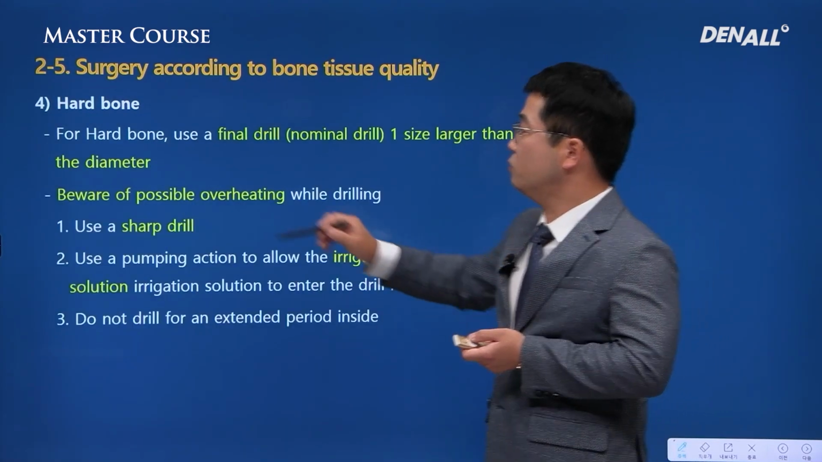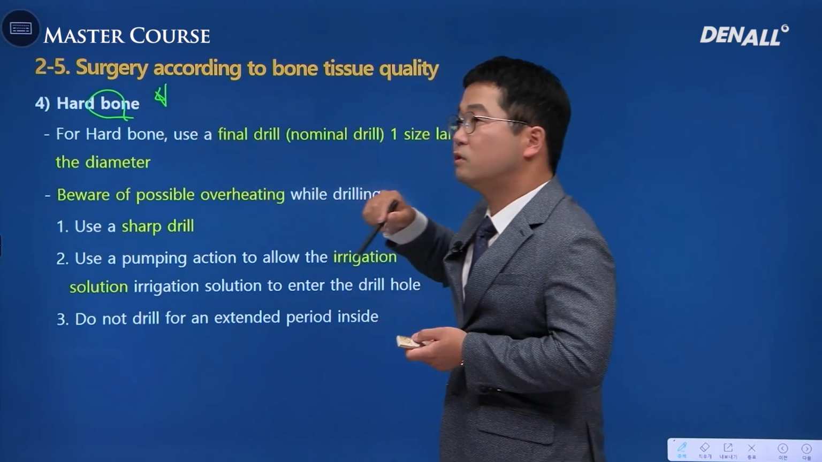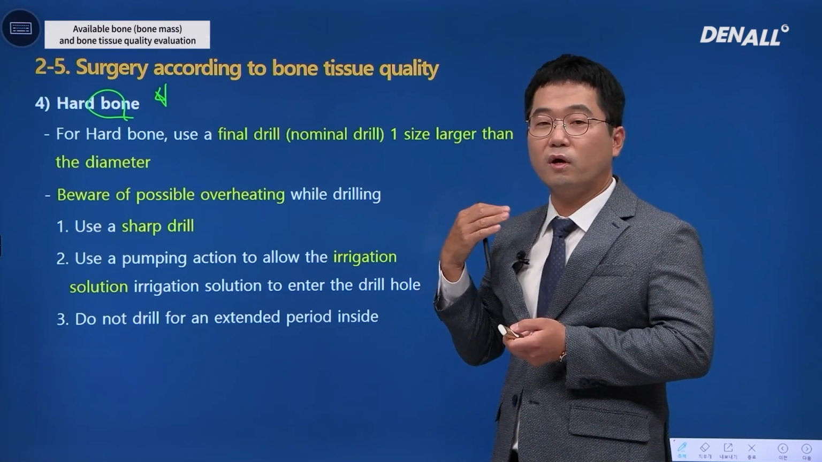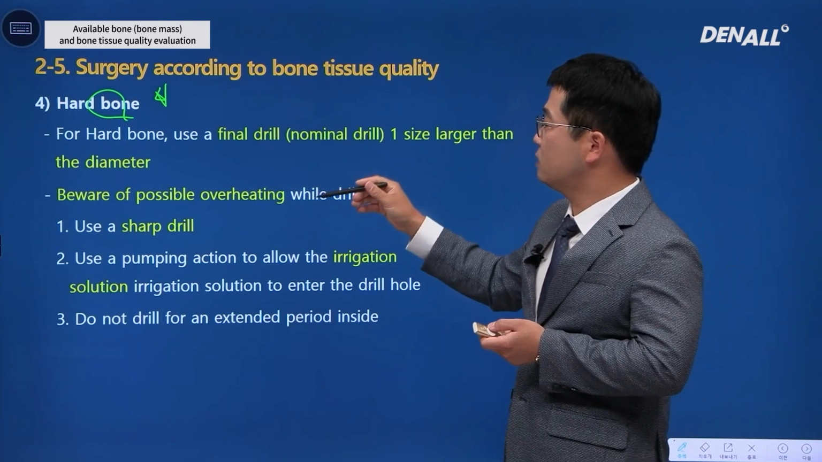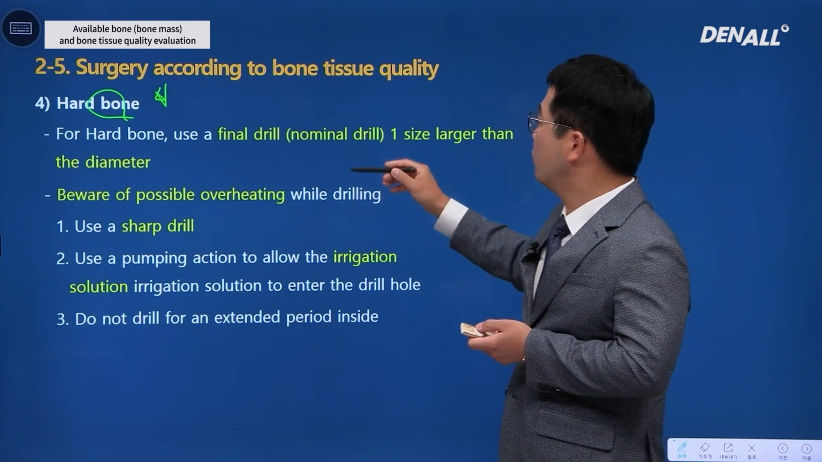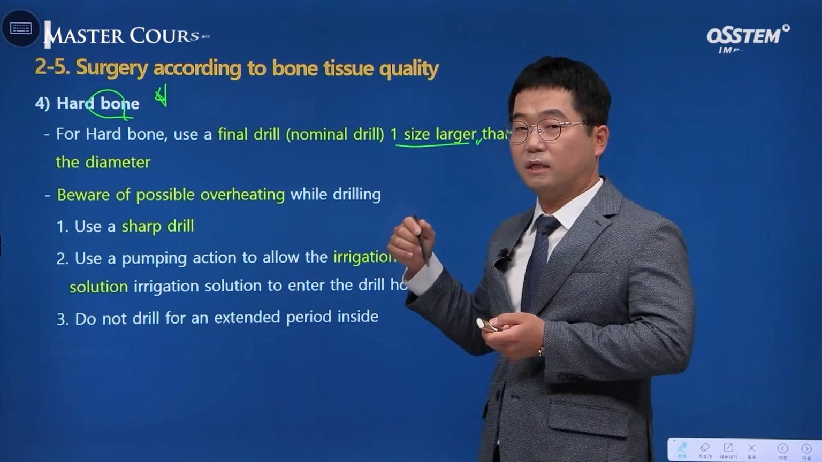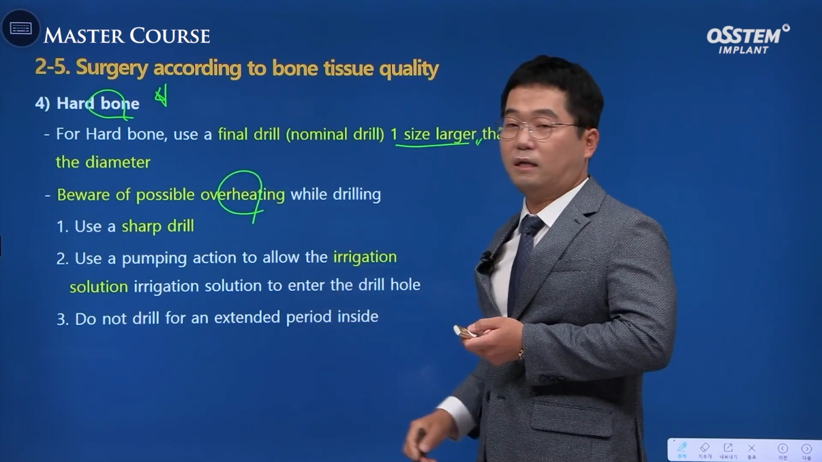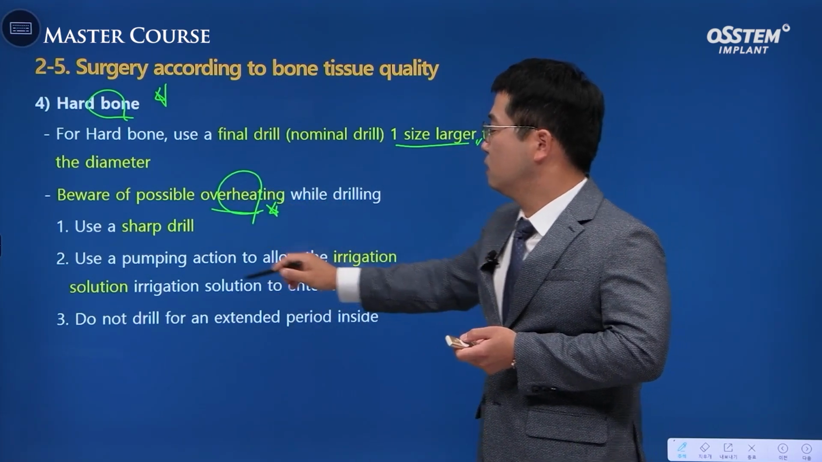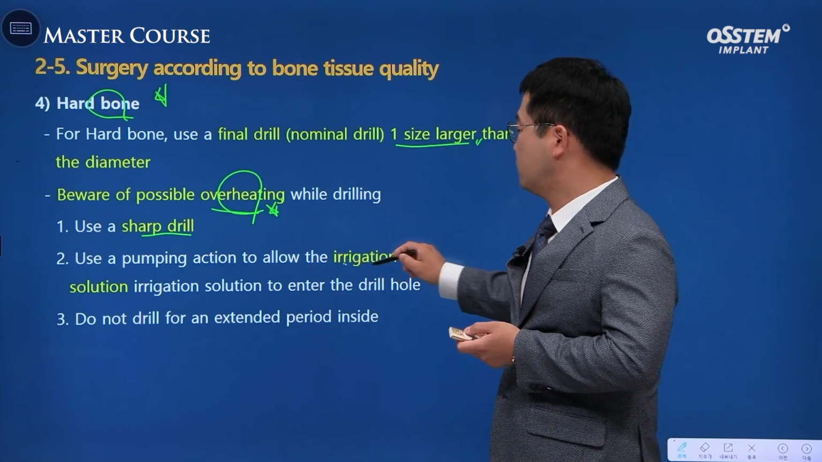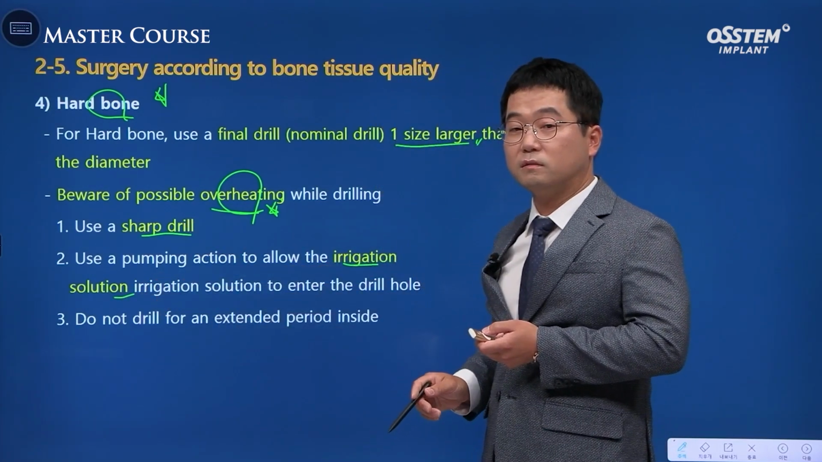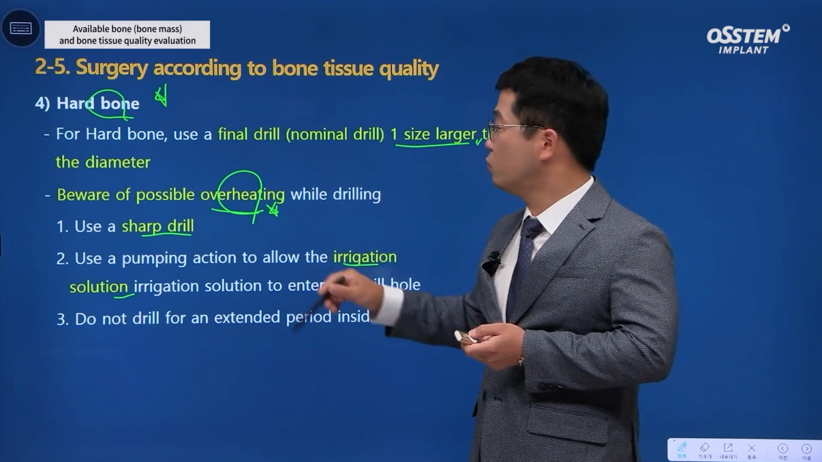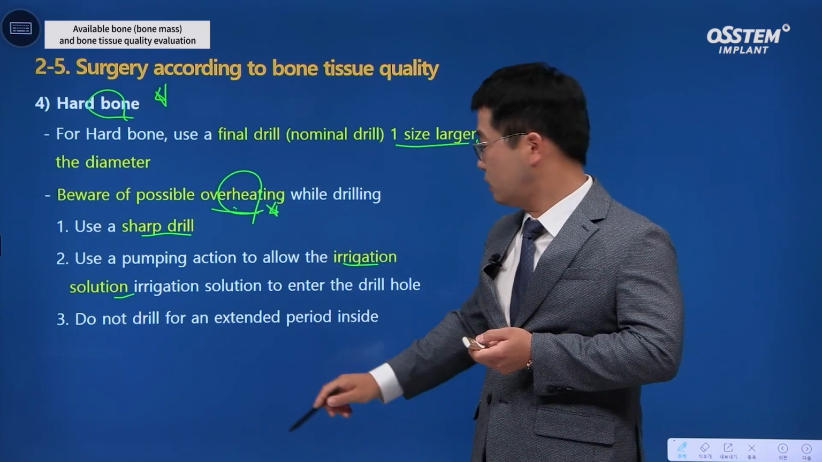I think hard bone is most important. Personally, when I do surgery, I prefer soft bone over hard bone. In hard bone, there are many precautions that we need to take. In principle, we need to use a drill size that is one size bigger. Because the bone is hard, overheating can occur, and this is a problem. We need to use a sharp drill, and you need to use irrigation sufficiently to cool it. If you drill too much in the socket, it can cause bone heating. So we need to be very, very careful.